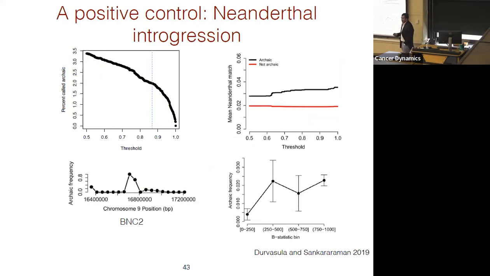As a positive control, we applied this approach to Neanderthal introgression without using the Neanderthal genome. Turns out we can identify a fair percentage of Neanderthal ancestry, about a couple of percent using this approach. We also validated that we are finding similar patterns using this reference-free approach as we found with the reference-based approach. For example, we find the peak at this BNC2 locus. We are also able to reproduce these patterns of archaic frequency versus B statistic bin. So this is telling us in the case where we have a reference, the reference-free approach is being reasonable.